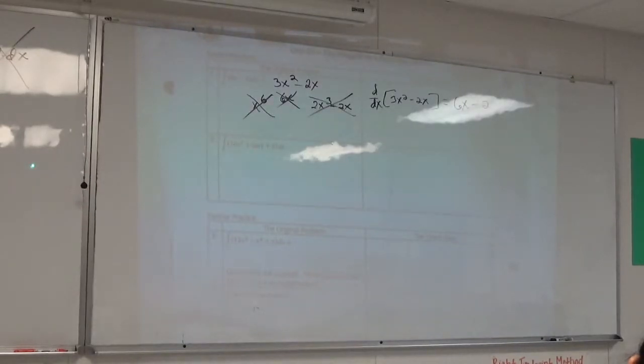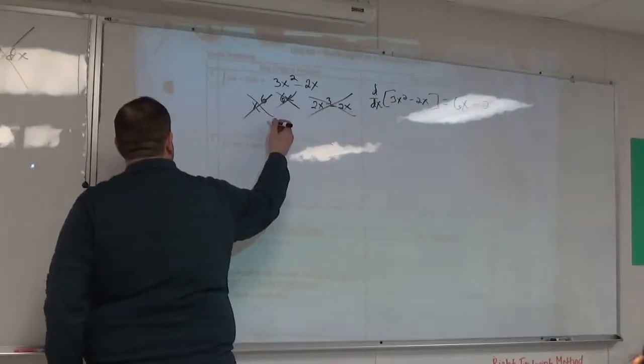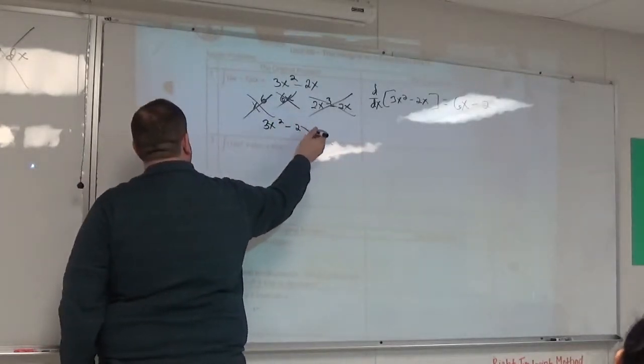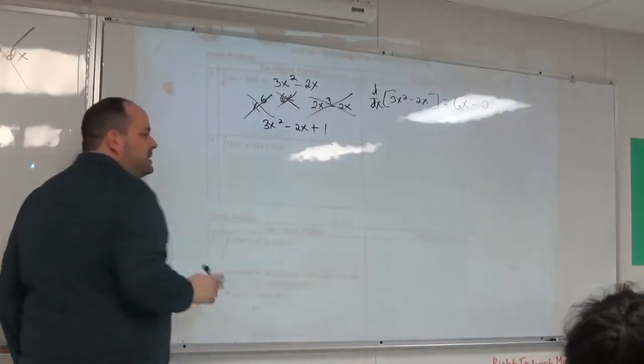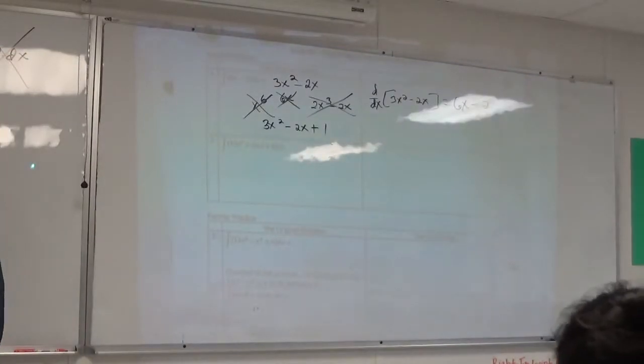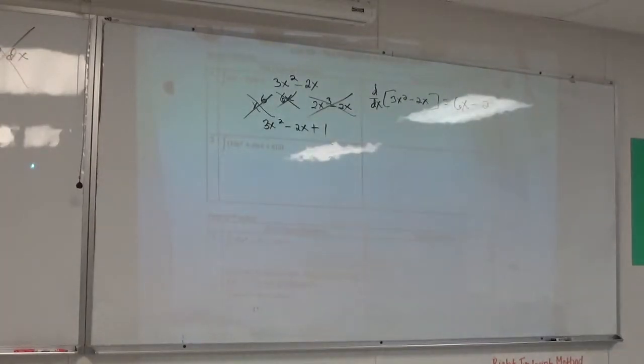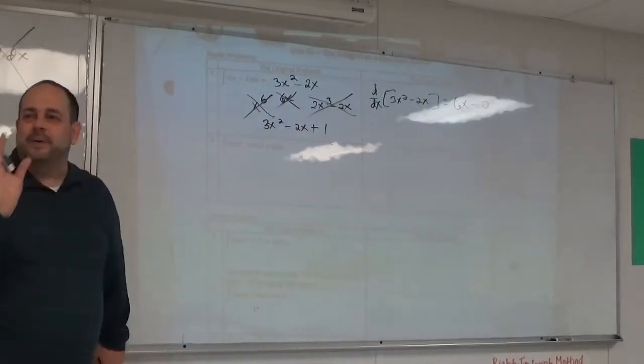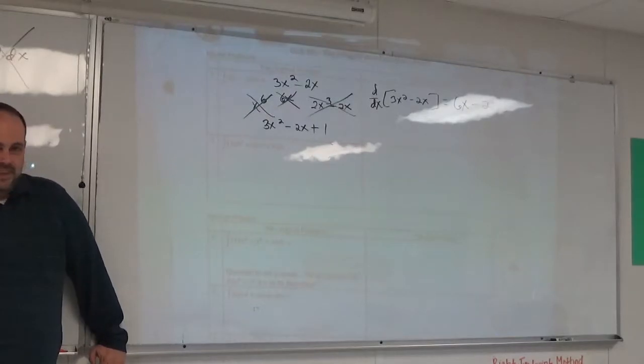Kevin, I'm coming your way. Kevin, do you happen to know another one that has 6x minus 2 as the derivative? Can it be 3x squared minus 2x plus 1? Does that work? Yeah. The derivative of 3x squared minus 2x plus 1. Does that work, Ashley?